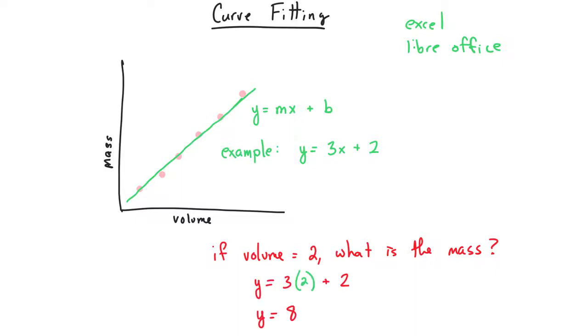So that means that if we know the volume, then what we can do is trace that up to the curve and then over and find the mass. And so we can solve that mathematically by using the best fit equation for the line.